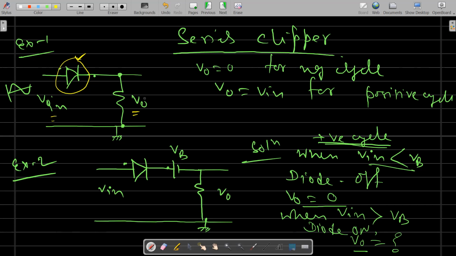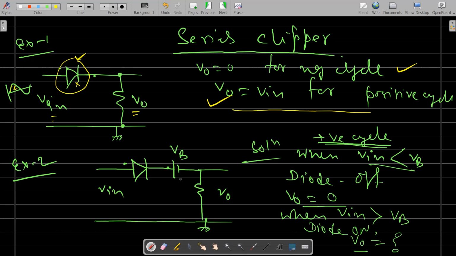Now see, for example, this one: for the positive cycle, the diode will be on. And when the diode is on, simply V0 will be Vin. And for the negative cycle, this diode will be off, so it is open and V0 will be 0. Similarly, if you change the polarity of the diode, the things will be just opposite.